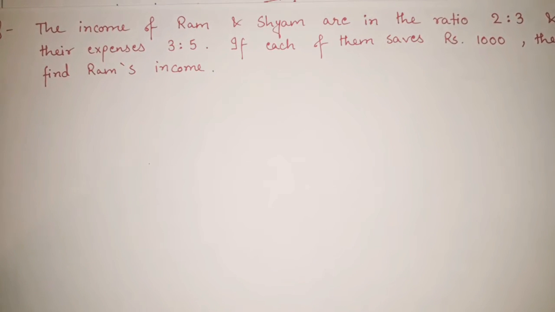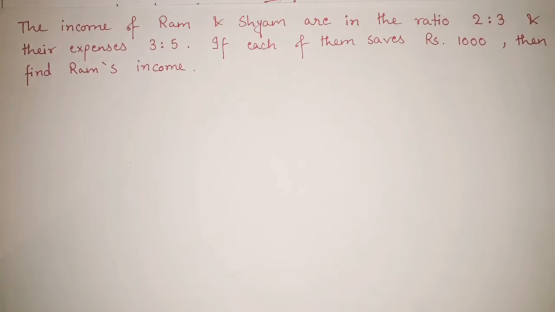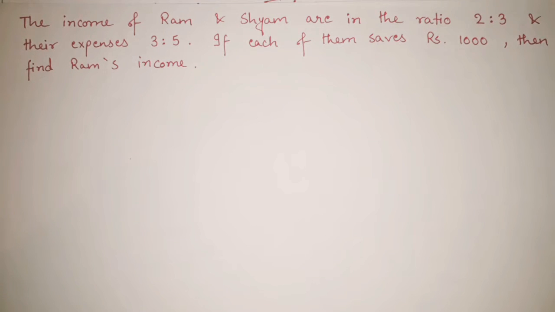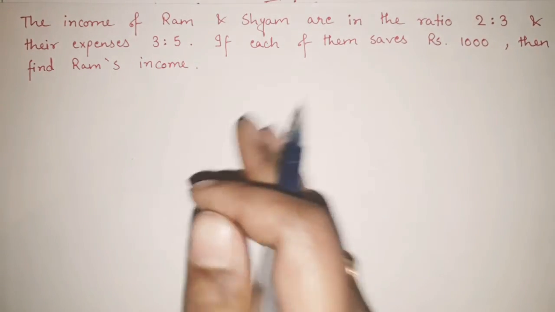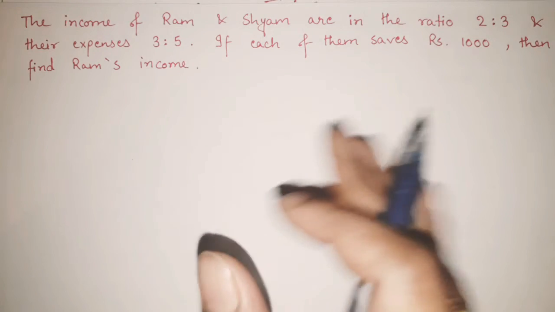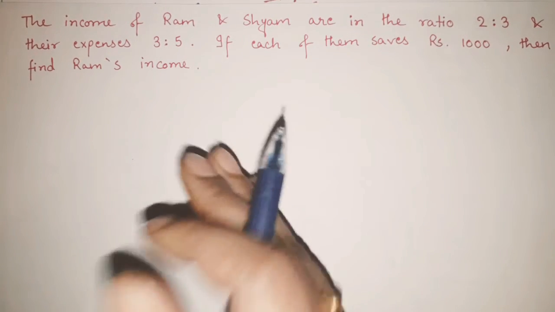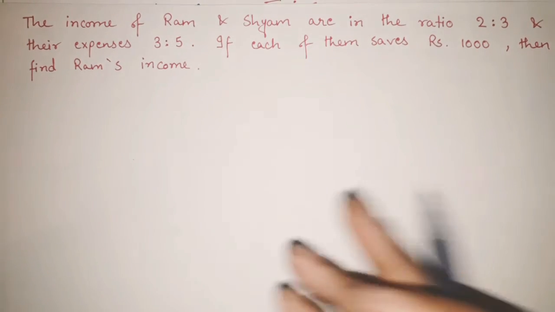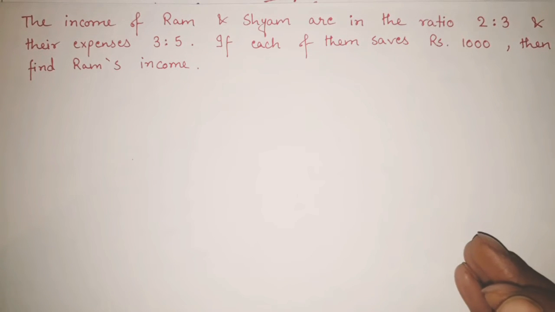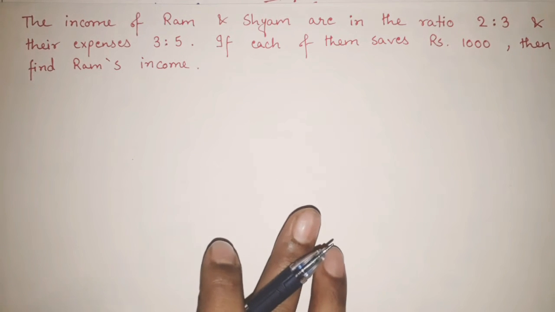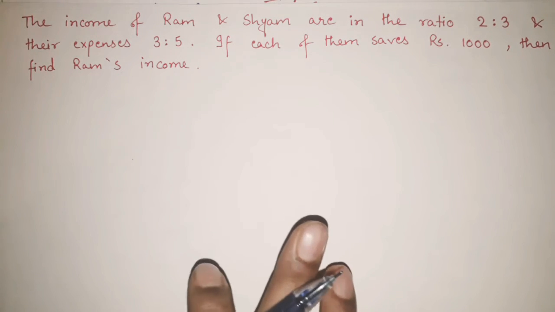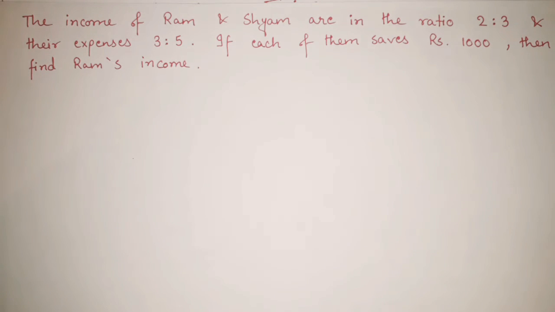The income of Ram and Shyam are in the ratio 2:3 and their expenses are in the ratio 3:5. See again, this kind of questions regarding the ratio of income, expense, savings is also very important and very commonly and frequently asked in the exams, right? So try to understand it very clearly, and in case you have any doubt, immediately ask me in the comment section and clear your doubt, because this type of question is really going to be helpful to you in your exam.